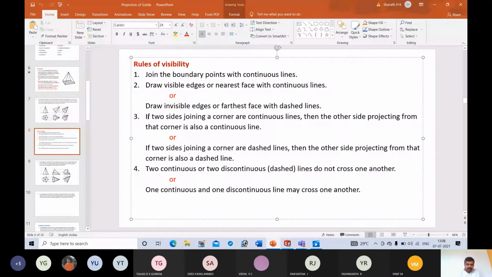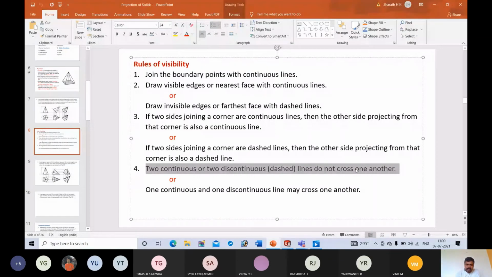If two sides joining a corner are continuous lines, then the other side projecting from the corner is also a continuous line. But to this condition, you should add this also. Two continuous or two discontinuous lines do not cross one another. So these two are interrelated.